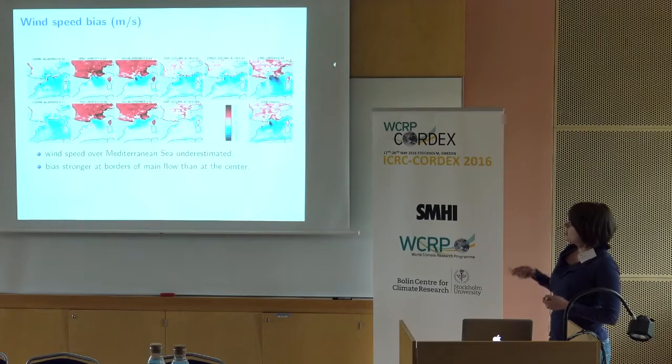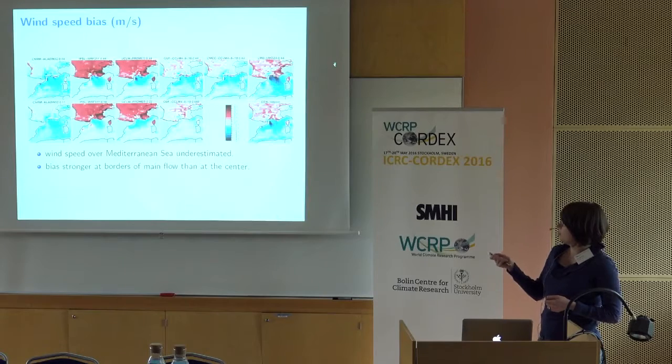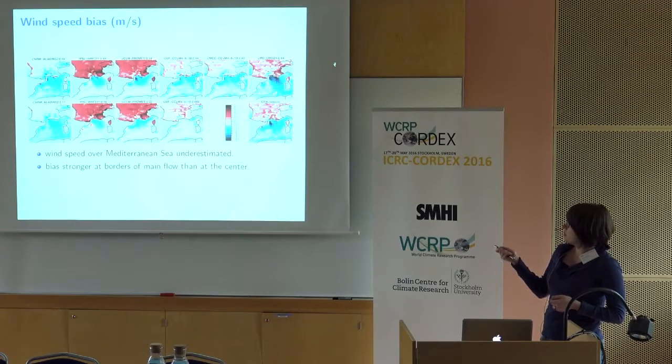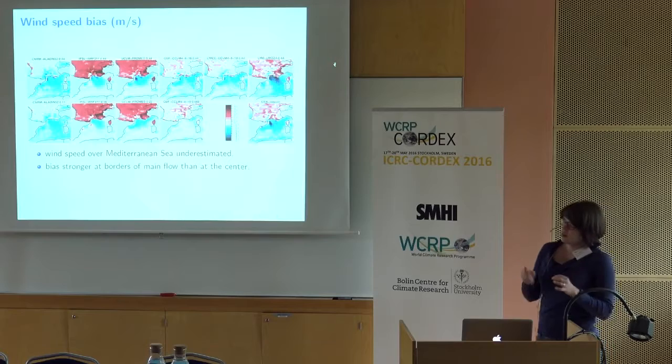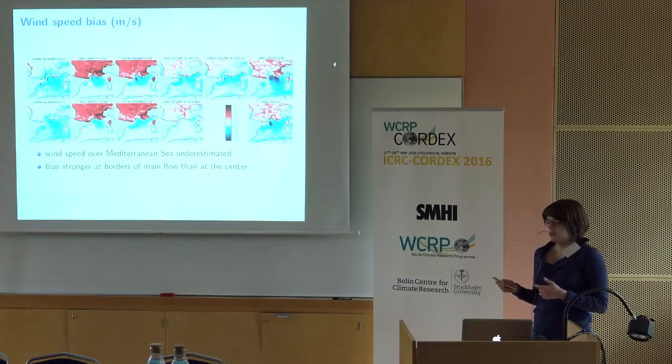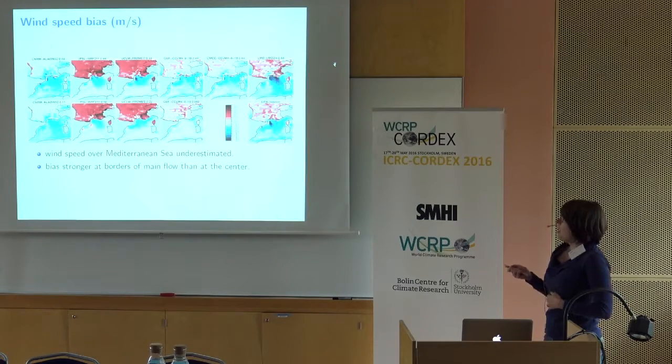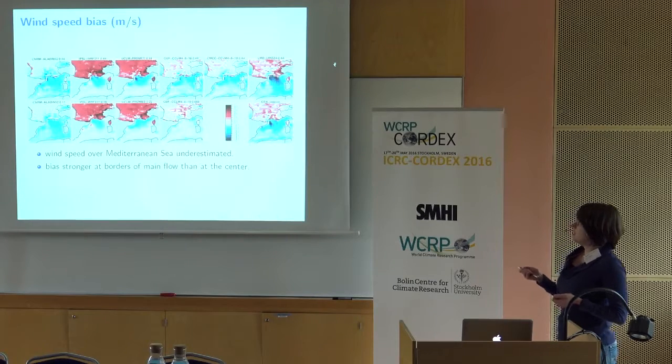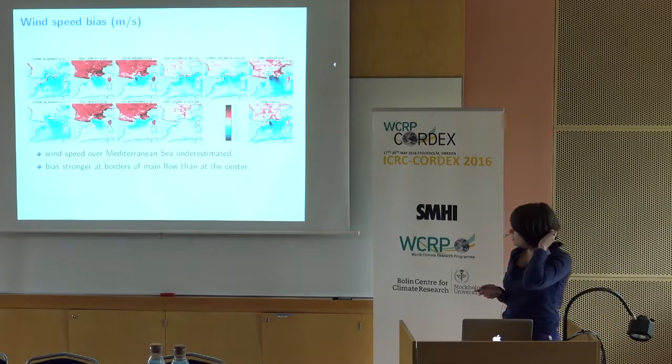Now, these are the biases of the RCMs. Each column belongs to one RCM, and the upper row is the coarse resolution and the lower row the finer resolution. Here is ERA-Interim, only at Mistral and Tramontane days where the Bayesian network told us that the sea level pressure pattern was represented well for each model. We see that even if the models overestimate the wind speed over land, they all show an underestimation over the Mediterranean Sea, especially at the borders. So the main flow goes here, and actually this one shows a little overestimation at some points, but in general they underestimate the wind speed.